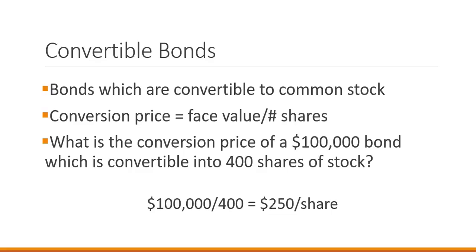And the calculation is the face value of the bonds divided by the number of shares into which the bonds can be converted. So, as an example, what is the conversion price of a $100,000 bond, which is convertible into 400 shares of stock? That is $250 per share. We divide the face amount of the bonds by the number of shares the bond is convertible into, and we arrive at the stock price of $250 per share.